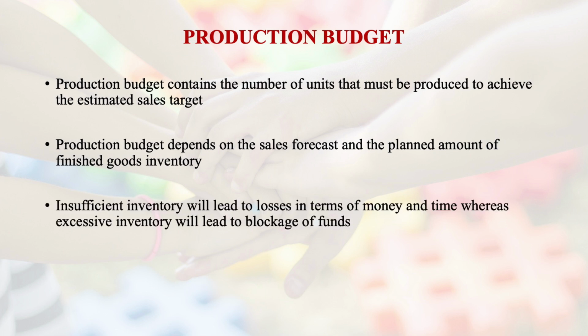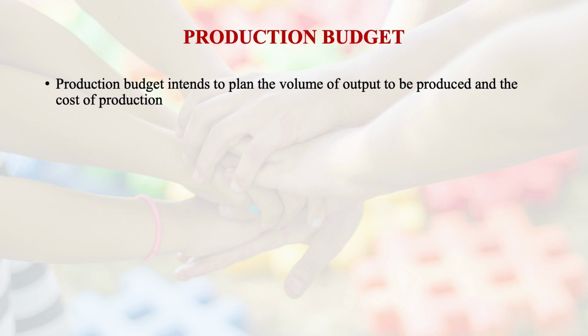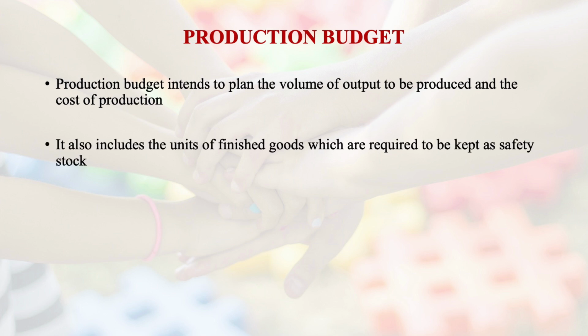Insufficient inventory will lead to losses in terms of money and time, whereas excess inventory will lead to blockage of funds. So it has to be balanced in such a manner that there should not be too much surplus or too much deficit. So the production budget intends to plan the volume of output to be produced and the cost of production. It also includes the units of finished goods which are required to be kept as safety stock.